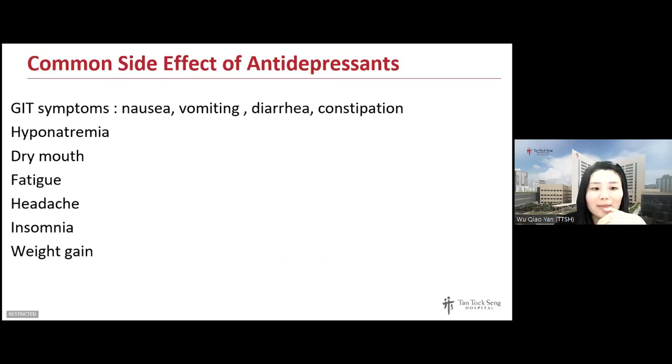The second one is hyponatremia. Hyponatremia is when the sodium level in the blood is below normal, due to selective serotonin reuptake inhibitors, and it can develop within a few weeks or months after initiation of treatment. This is because when the elderly take this class of medication, they may build up fluid inside the body cells. That's why some patients need blood tests for checking electrolytes. Then there are dry mouth, fatigue, headache, insomnia, and weight gain.